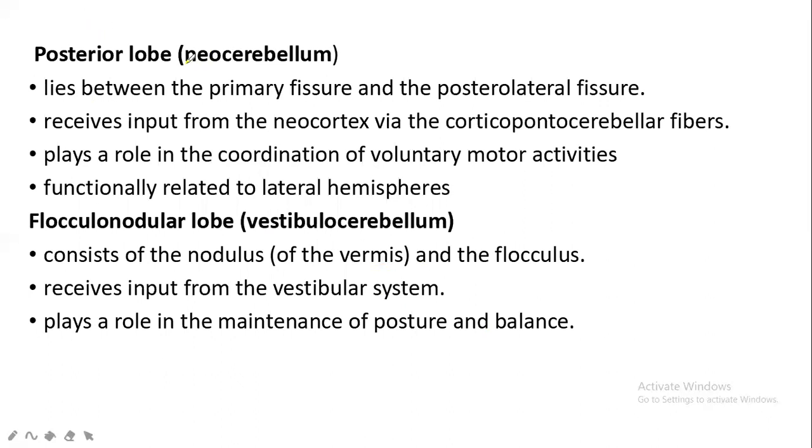Posterior lobe, this is what we call the neocerebellum. Or in other words, we can call it the corticocerebellum, or the pontocerebellum, or the cerebrocerebellum. So it lies between the primary fissure and the posterolateral fissure, like we said. And it actually receives input from the neocortex, the cerebral cortex, via the corticopontocerebellar fibers. So from the cortex, we have fibers that run to the pontine nuclei. Those are the corticopontine fibers. From these pontine nuclei, we have decussation to the opposite side, and then they run to the cerebellum through the middle cerebellar peduncle.